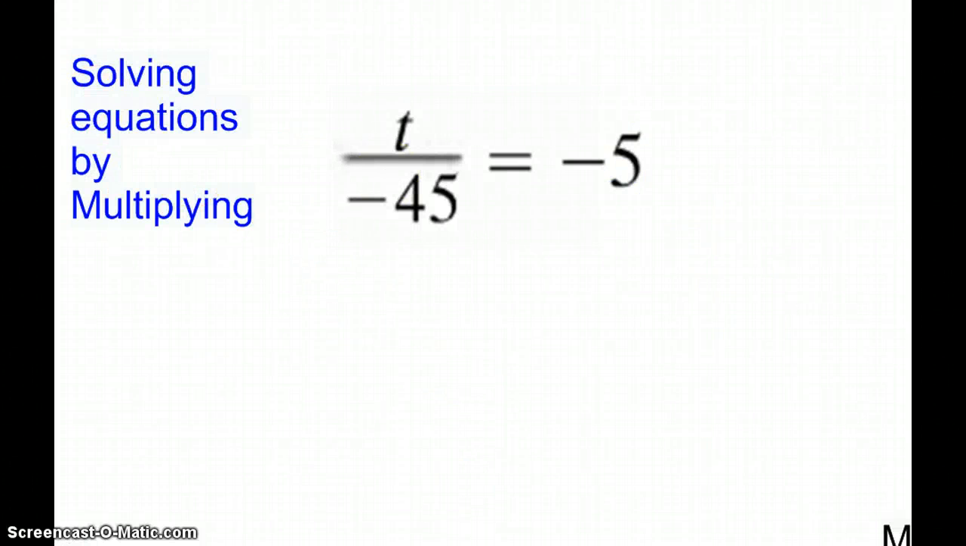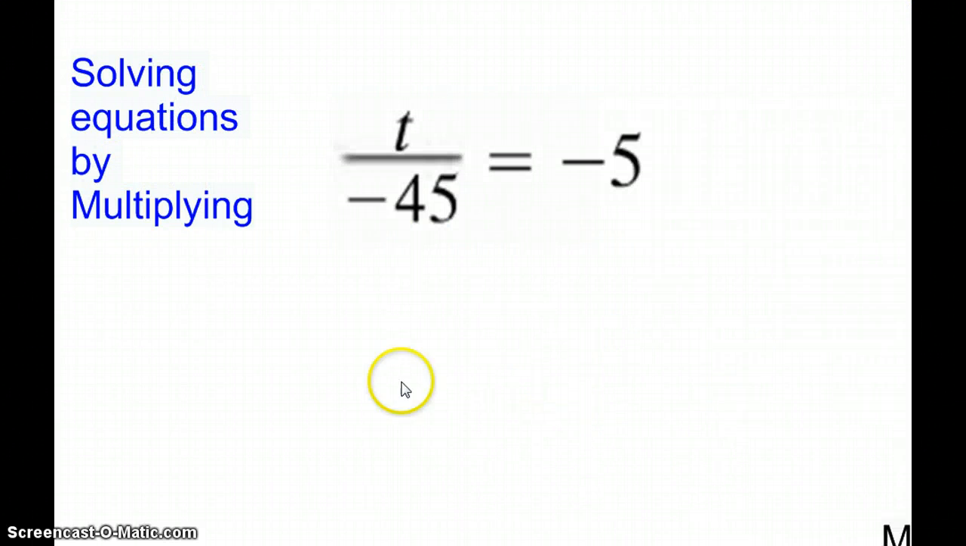Alright, so this next slide here, we have a new key point, and that key point is solving equations by multiplying. Okay, so we're going to be multiplying on both sides of the equation. So that is our new key point. We're going to be going through a couple examples here. You'll get some practice, and then we'll be on to our assignment. Okay, solving equations by multiplying.